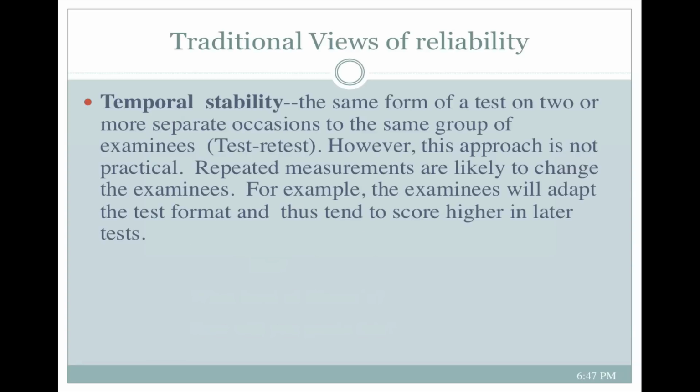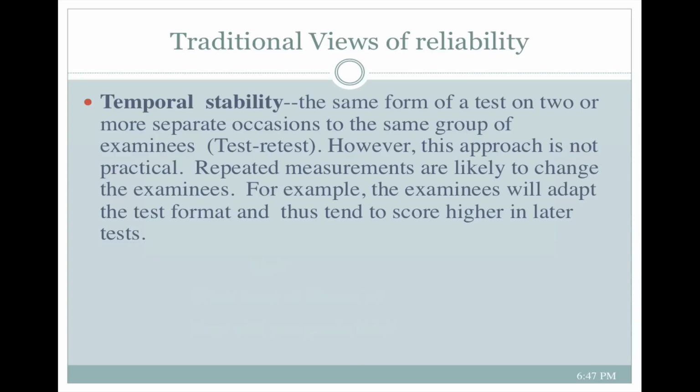There are several traditional views of reliability. One is this idea of temporal stability. That is, simply put, that the same form of a test on several occasions will give us very similar results with the same examinees. So the classical sense of this is test-retest. For classroom applications, this isn't a practical approach.